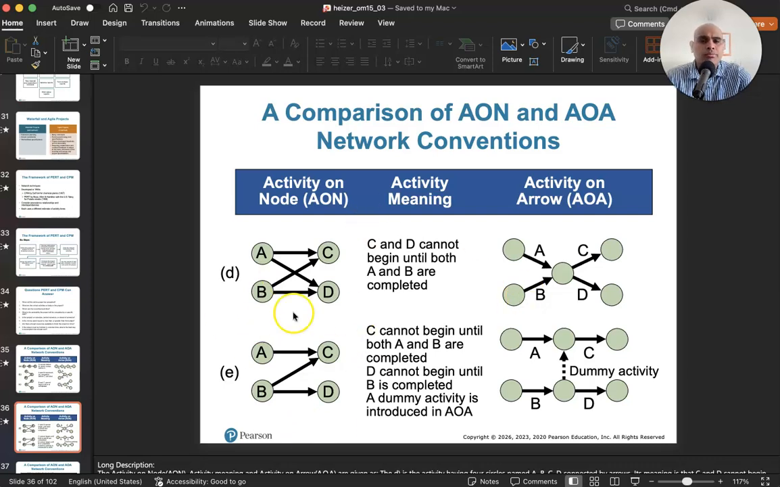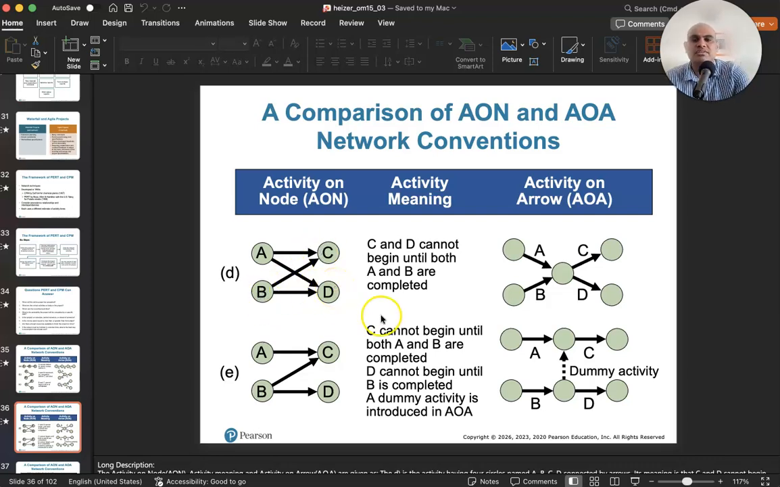And then you can have more complicated versions. So C and D cannot be completed until both A and B are completed. So A has to be done before C and D can be completed. So arrow going from A to C, and arrow going from A to D. And B has to be finished before C and D can be done. So arrow going from B to C, and arrow going from B to D.